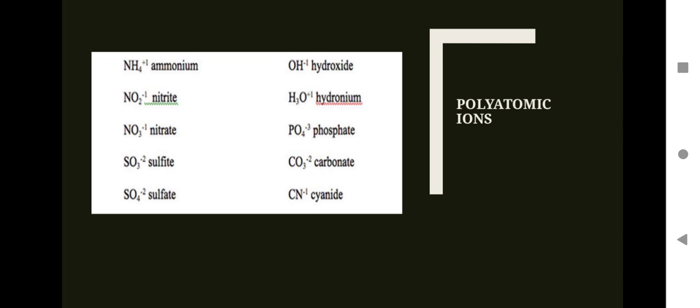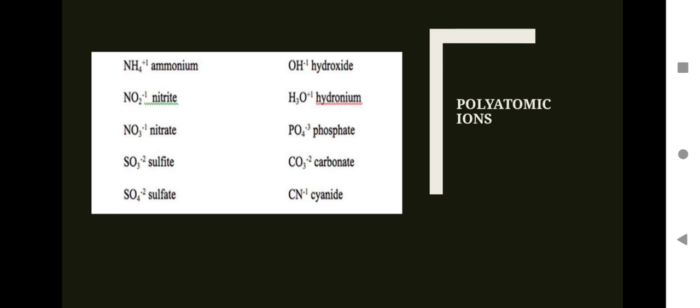The next is polyatomic ions. It is a group of atoms that carries a charge and can act as a single entity. It generally carries a fixed charge. You can see in the slide examples of various polyatomic ions. The first one is ammonium, NH4+. It has a group of atoms, nitrogen and hydrogen, and it has a fixed charge of +1. The other is hydroxide, represented as OH-.